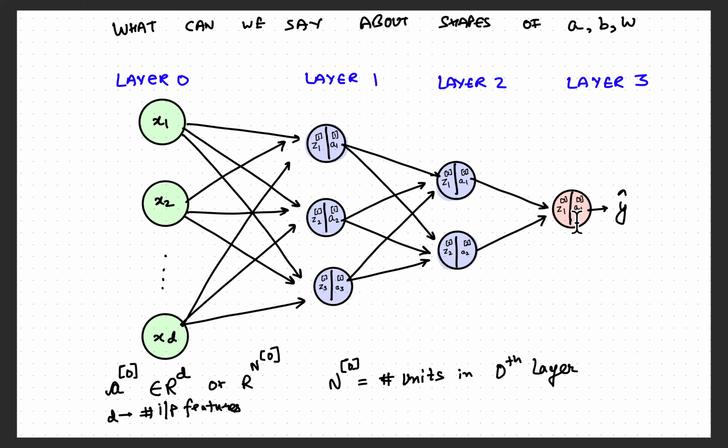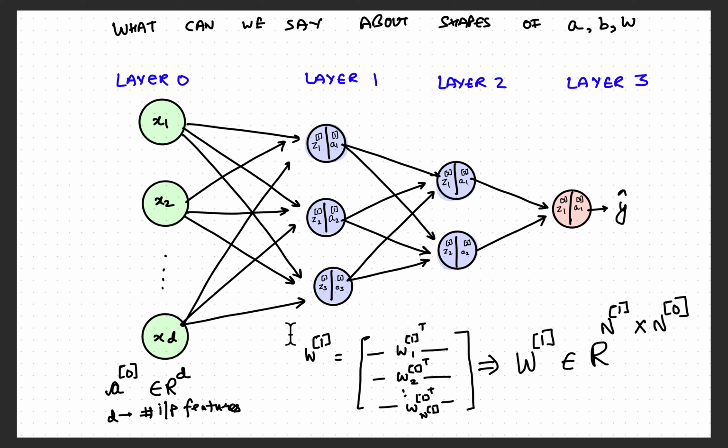So let's now talk about the shapes of these different entities, which we have thus far seen through some examples, but we can just make things a little more formal now. So starting off with layer 0, which is the input layer, we said that we can write x1 through xd also as a square bracket 0, which means the activation of the 0th layer. And I'm going to call capital N square bracket 0 the number of units in the 0th layer. So in general, capital N square bracket L tells us the number of units or number of neurons in the Lth layer, right?